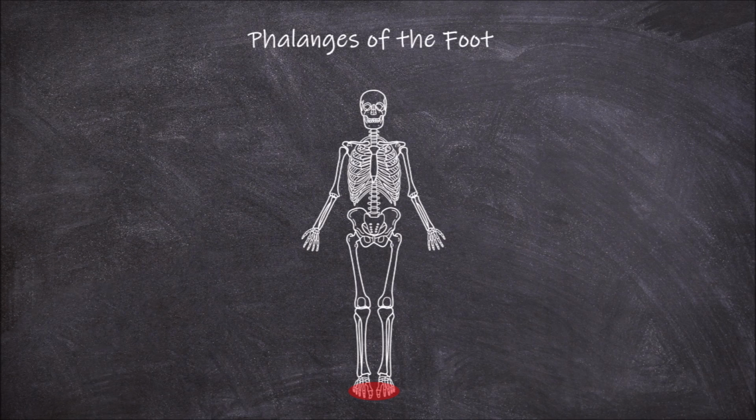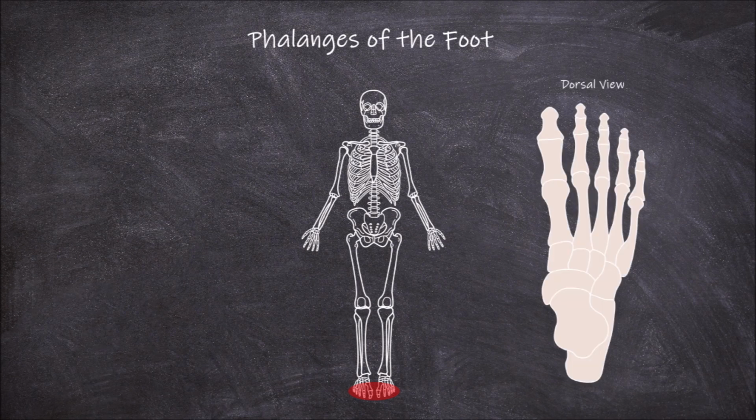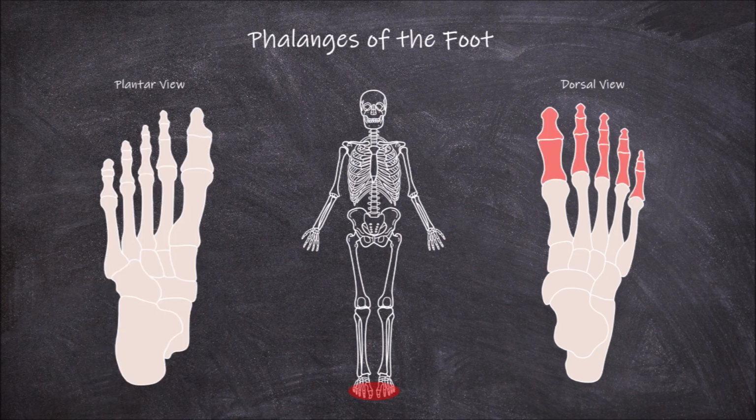If we look more closely at the dorsal view of the right foot, which is the top of the foot, we can see the phalanges highlighted in red. If we now look at the plantar view, which is the sole of the foot, we can see them again highlighted in red. As seen here, each foot has 14 phalanx bones. The big toe, also known as digit 1, has 2 bones, whilst the remaining toes, digits 2, 3, 4 and 5, have 3 bones each.